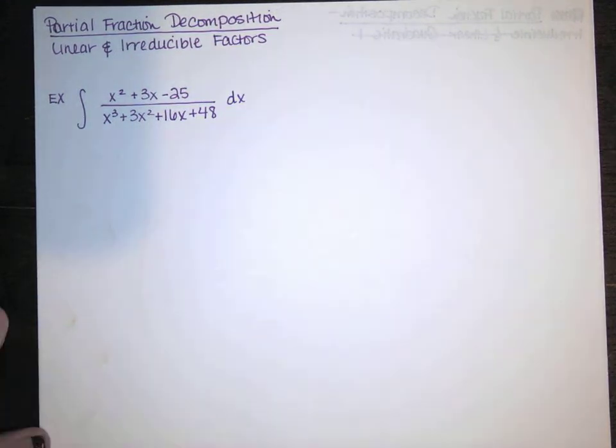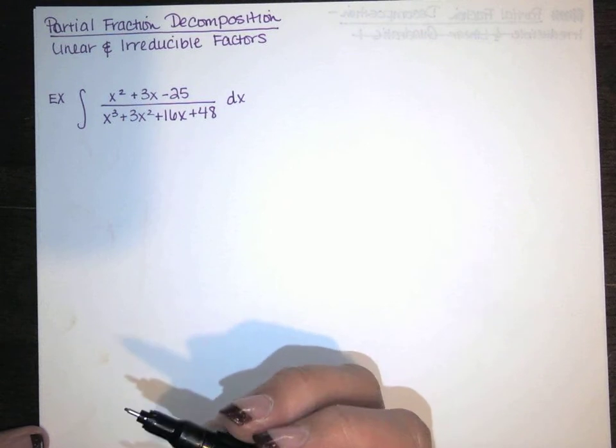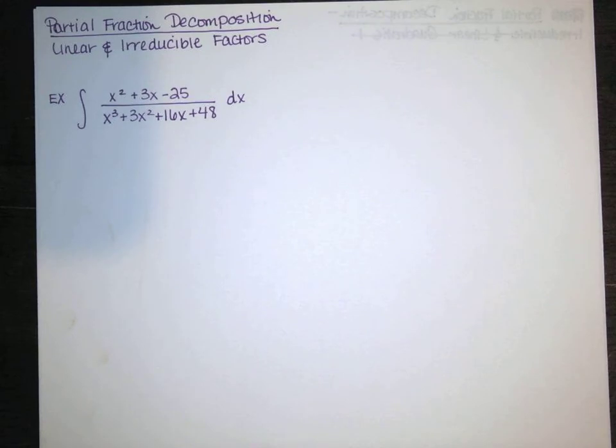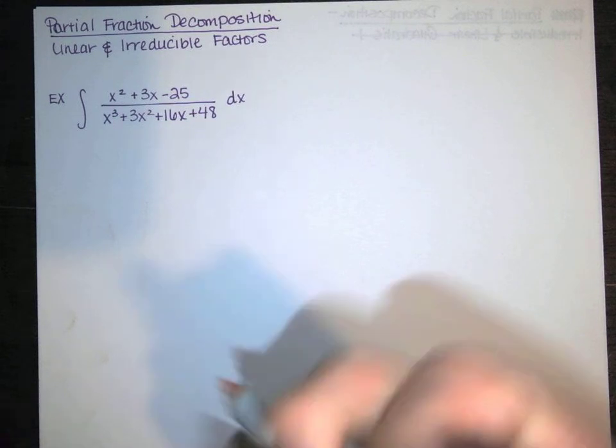So we're going to have to do something else. We're going to have to do partial fraction decomposition. So the first thing that we do anytime we're doing partial fraction decomposition is we factor the denominator completely.